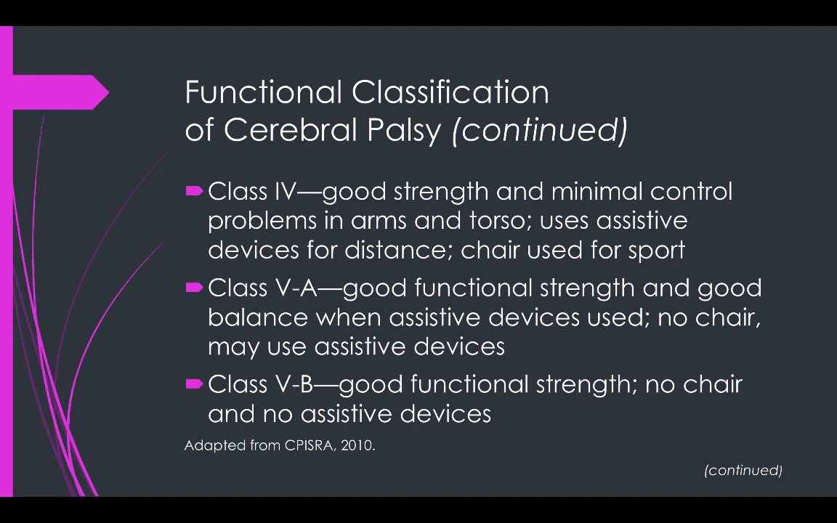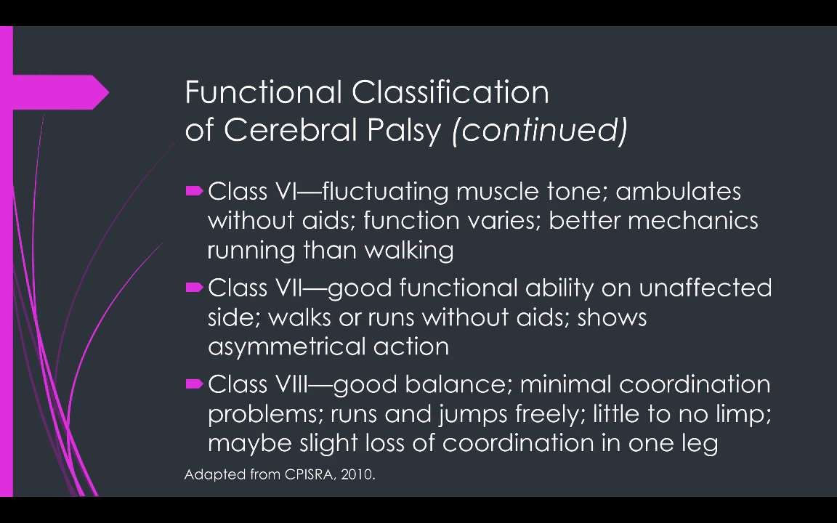Then we have class 5A and class 5B. Both of these have pretty good functional strength. Class 5A has good balance when they use assistive devices, and both of these do not use wheelchairs. Class 5B does not use any assistive devices. Then we can go to class 6, which has fluctuating muscle tone and walks without any aids or supports. Function may vary, so they may have good days and bad days. And they have better mechanics running than they do walking.